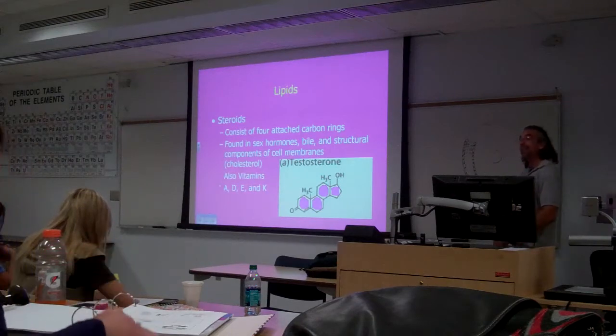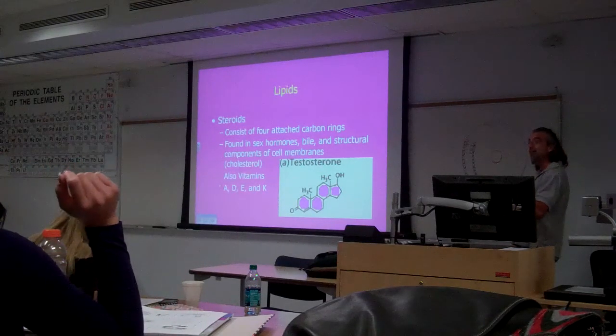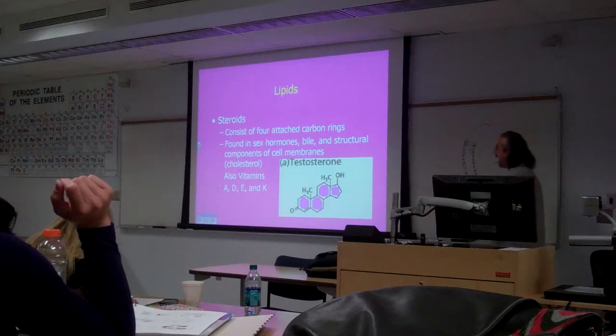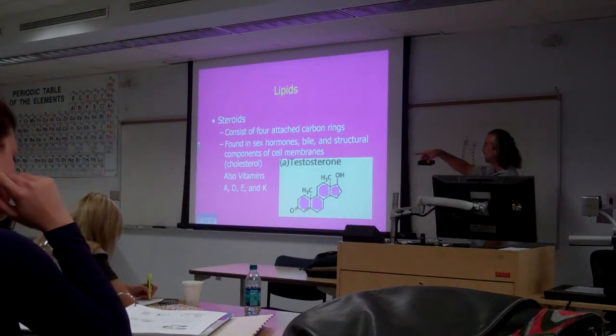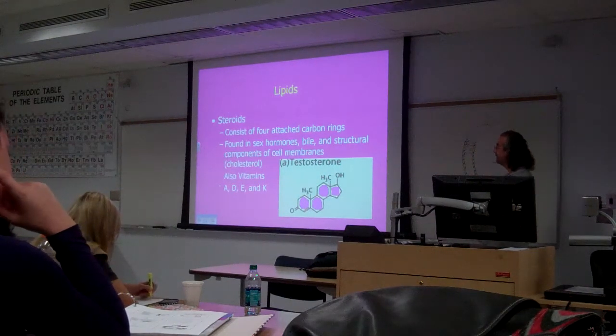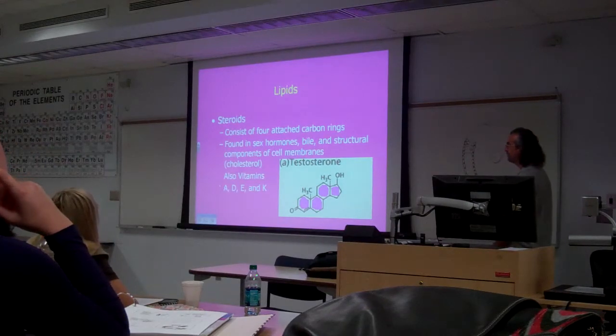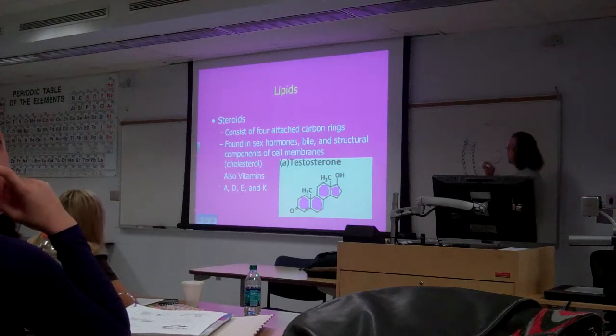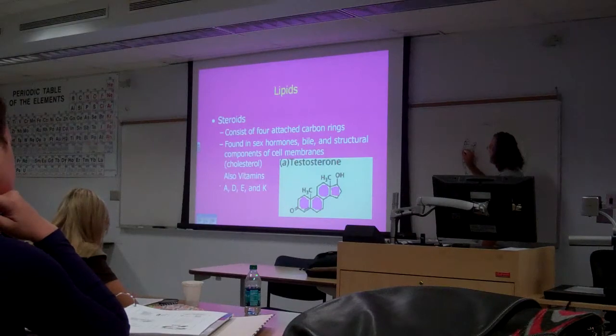Steroids. Another type of lipid, another type of fat, are your steroids. They're found in sex hormones and bile. There's also a structural component of cell membranes. So we have little chunks of cholesterol stuck in here. What else is in here? We're going to find a whole bunch of stuff.